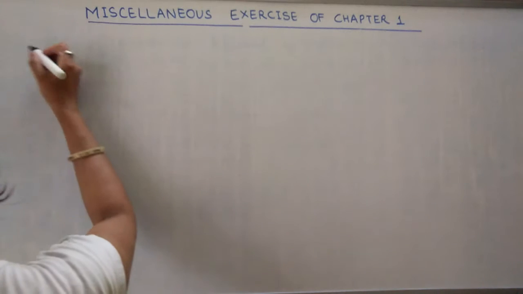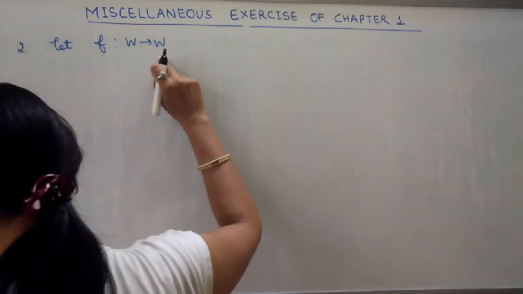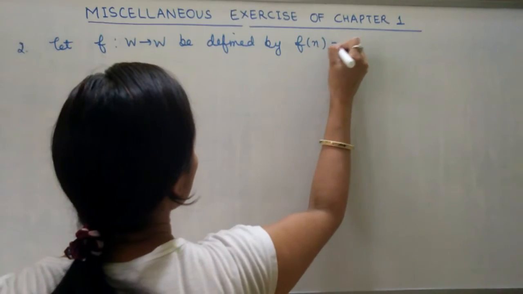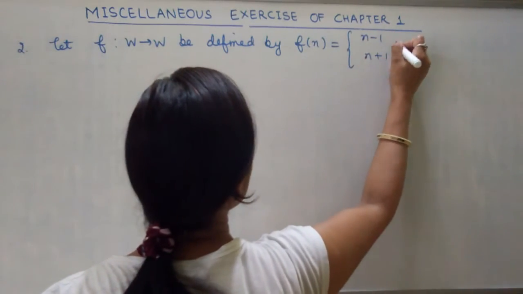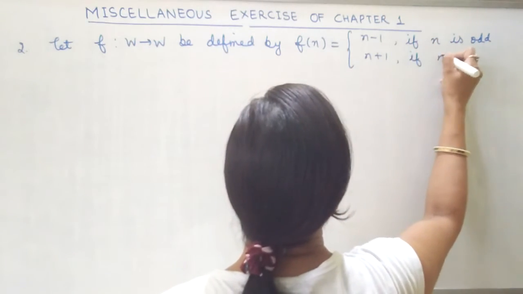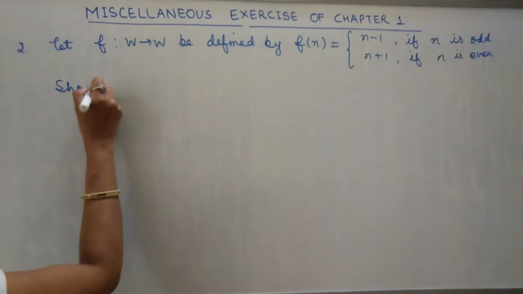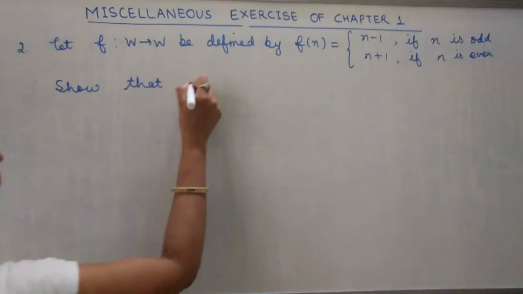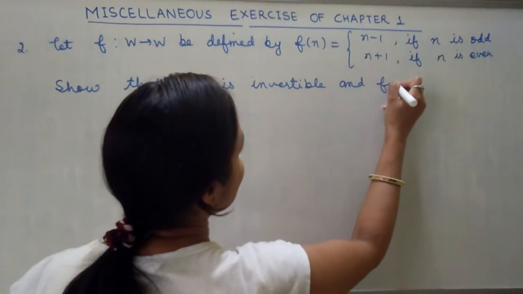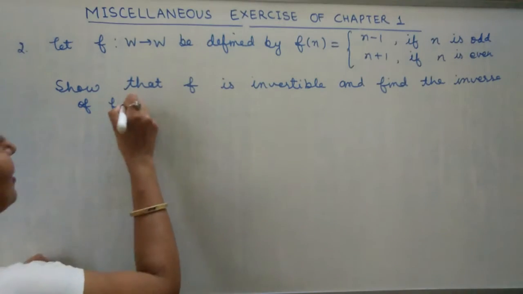The statement is: let f from W to W, whole numbers to whole numbers, be defined by f of n. f of n having two values. One is n minus 1, second one is n plus 1. n minus 1 if n is odd, and n plus 1 if n is even. It means we have two values for even and odd numbers. We have to show that f is invertible, and find the inverse of f. So this is a very easy question.